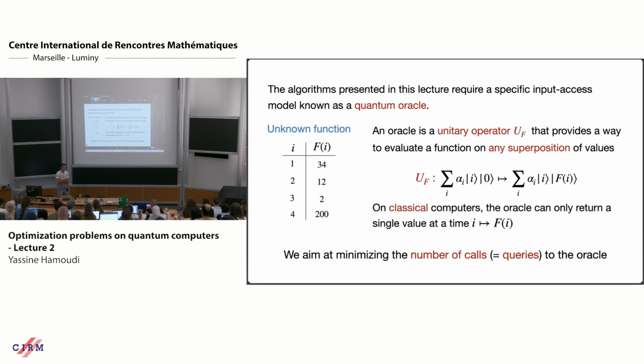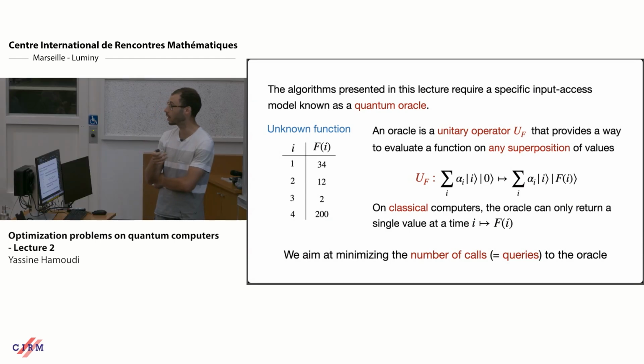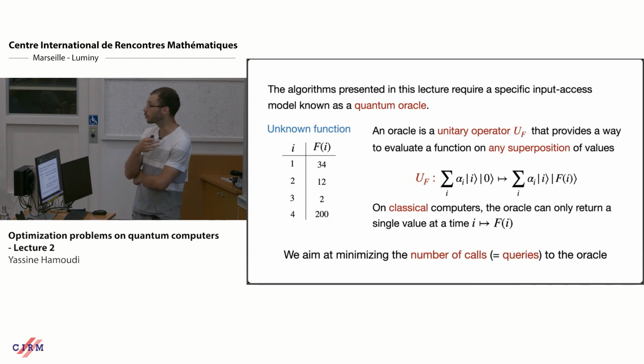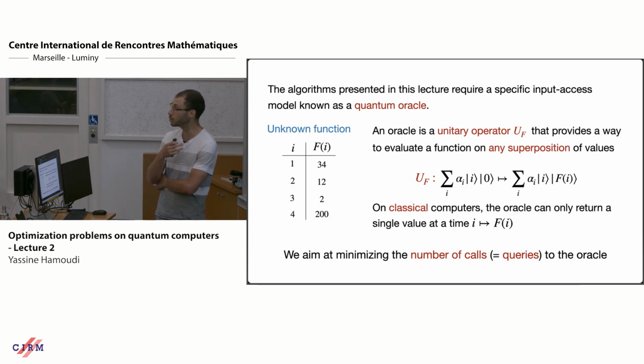So why do we focus on the number of queries? Because this is often the bottleneck in the algorithms that we will look at in a minute. Often it is the case that actually simulating U_f in practice is going to be the most expensive operation in the final algorithm. So you really want to minimize how many times you need to apply this unitary transformation.